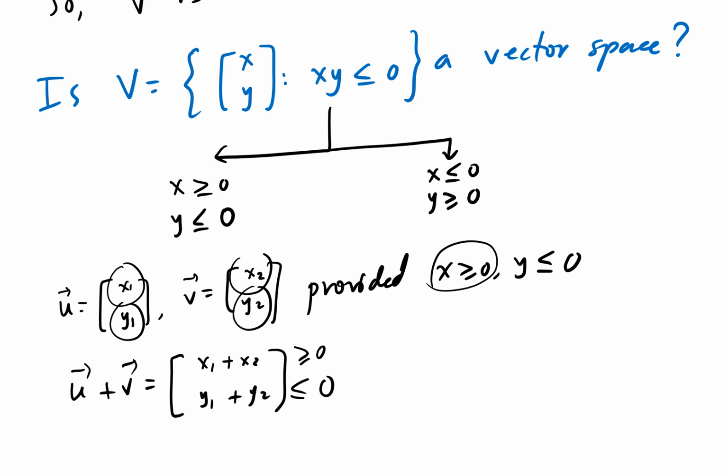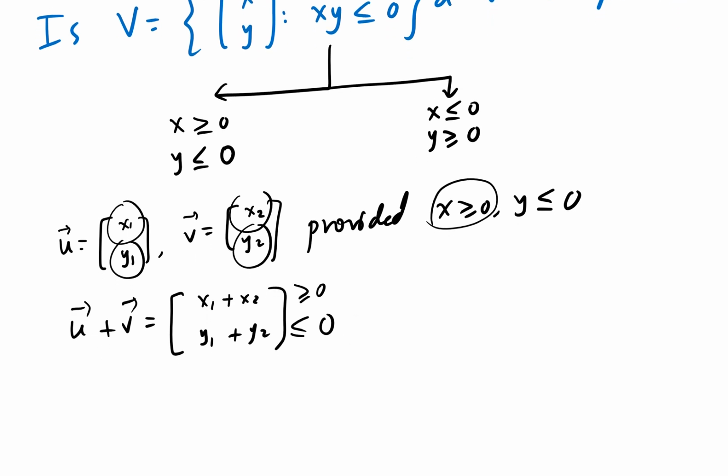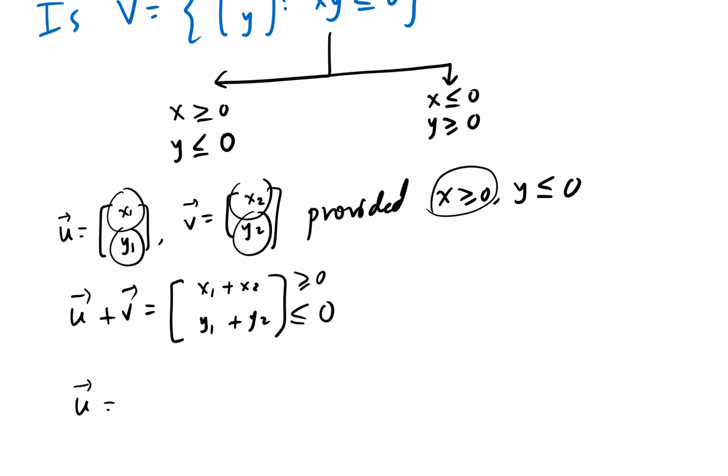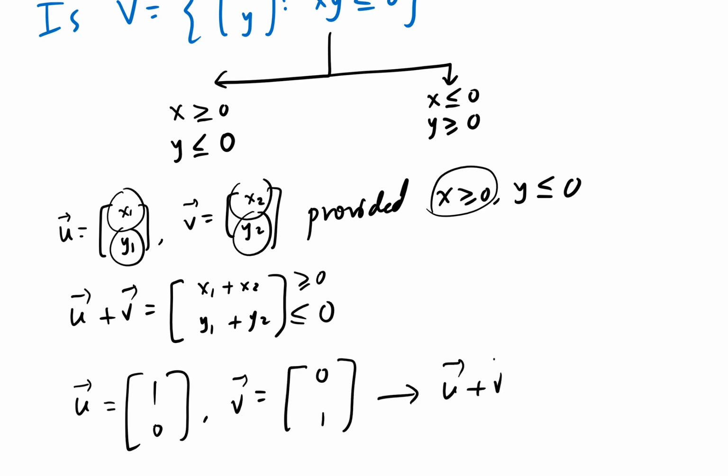Well, I thought if you chose u to be 1, 0 and v to be 0, 1, then u plus v is outside of V. So u plus v is going to be 1, 1.